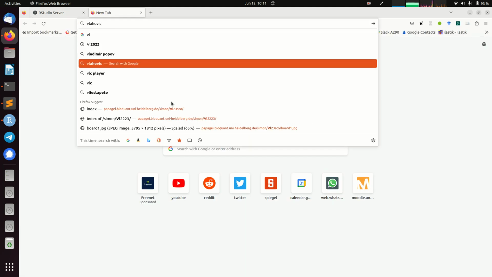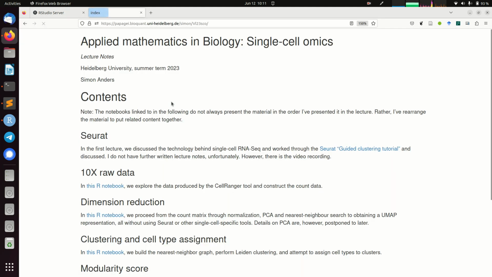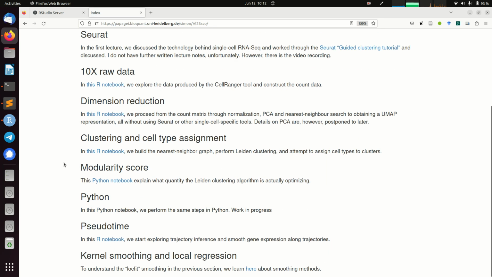So, you might have already seen this here. I think I've showed you this together. I've put this together, and what we add today is pseudo time and kernel smoothing. So you can look at these last two links if you want to read along while I show this here.